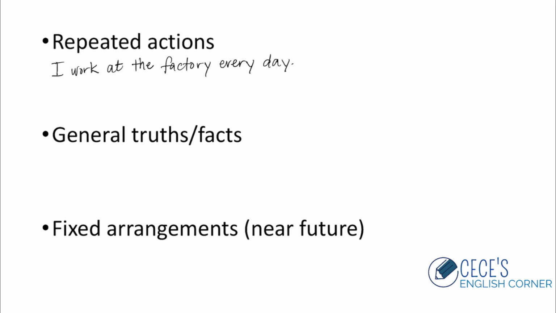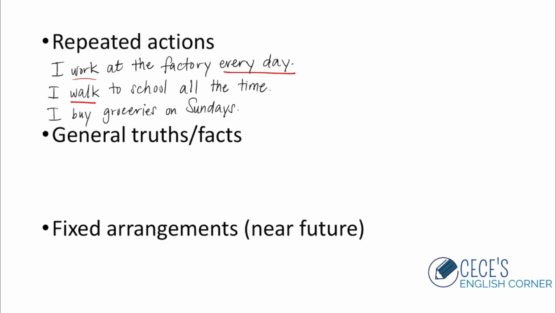This is a repeated action, something that is done every day, so in this example, the verb work is in the simple present tense. I walk to school all the time. Again, this is a repeated action, so walk is in the simple present tense. I buy groceries on Sundays. Buy is in the simple present tense because this is an action that is repeated every Sunday.